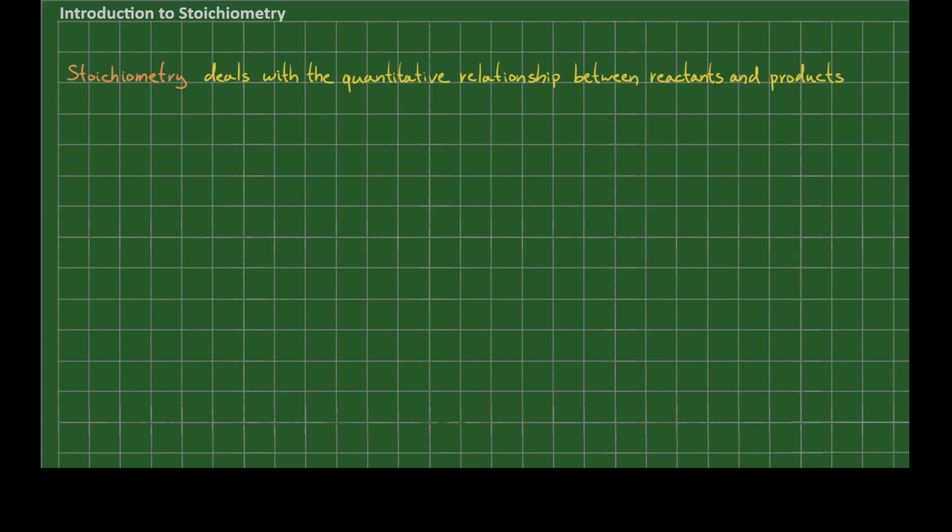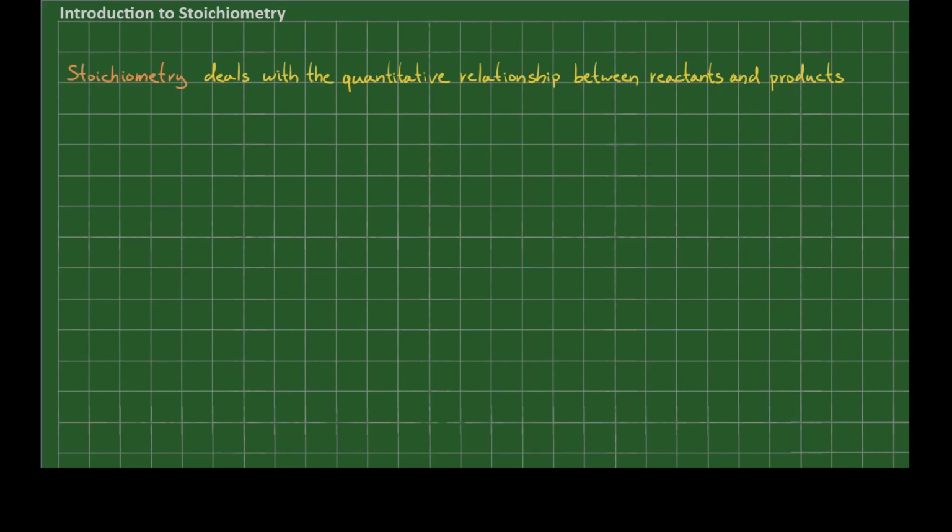When we talk about a quantitative measure, we are essentially answering the question of how much of stuff or matter do we have. As it so happens, this quantitative relationship between reactants and products is all about ratios.